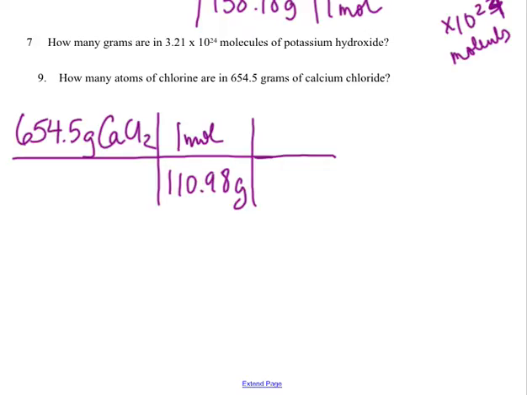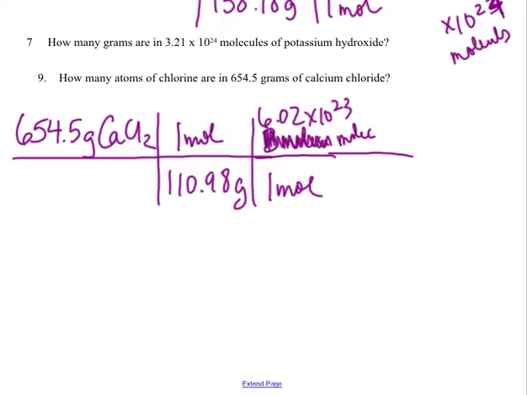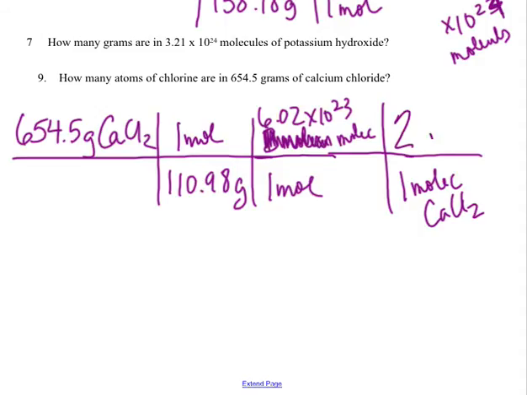Now what do you guys want to do? Yes, go to molecules. For every 1 mole of this guy, I have 6.02 times 10 to the 23rd molecules of our calcium chloride, or formula units, actually. So our moles cancel. Now I'm in molecules. But what do I want? Atoms of chlorine. For every 1 molecule of CaCl2, what do I have? Yes, 2 atoms of Cl.